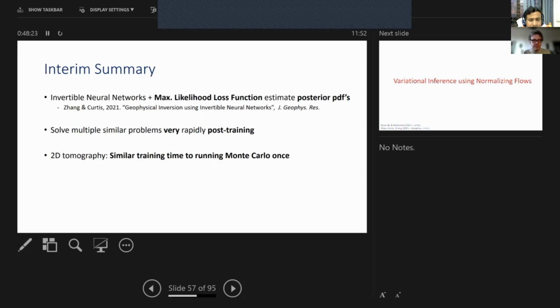So at that point, are there any particular brief questions on the neural networks? And then perhaps we can have a quick 5-minute break before we go on to variational inference using normalizing flows.